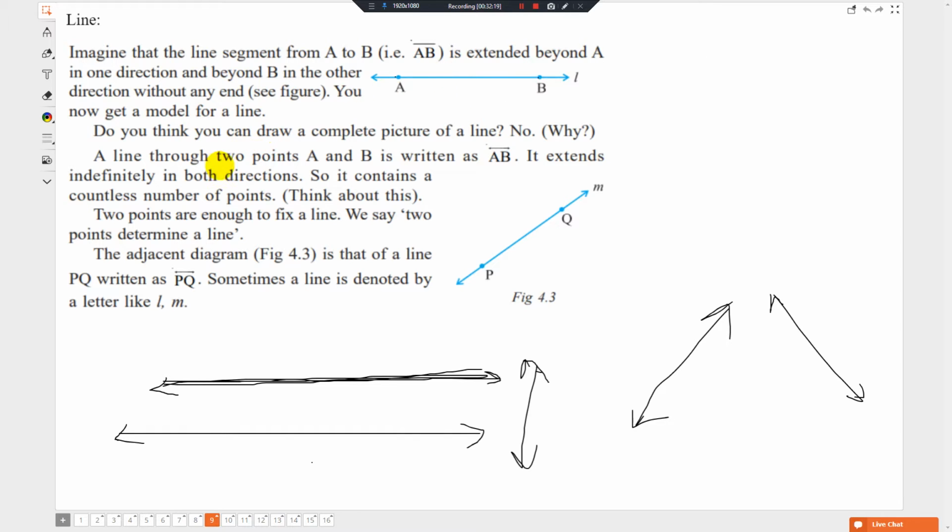So a line through 2 points A and B is written as line AB. The symbol of line is used, and we write line AB. It extends indefinitely in both directions, so it contains countless points. Think about this one: 2 points are enough to fix a line. We say 2 points determine a line. The adjacent diagram is that of line PQ, written with the symbol.